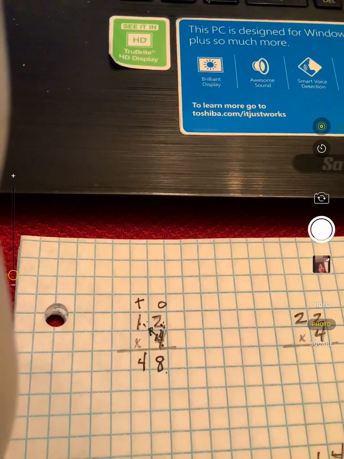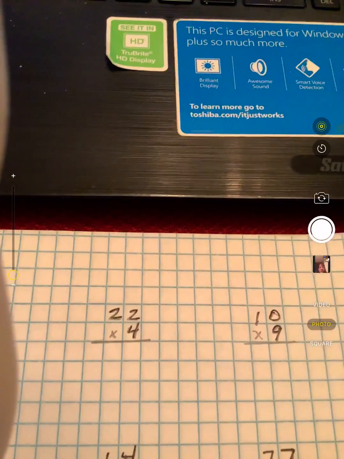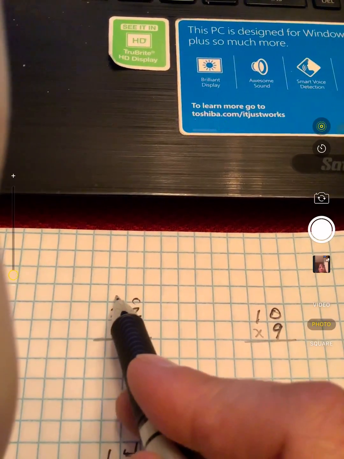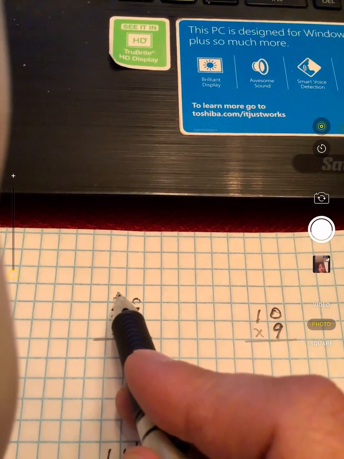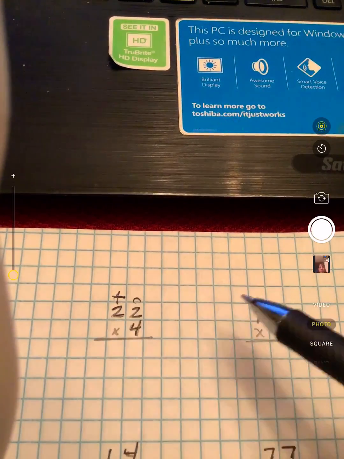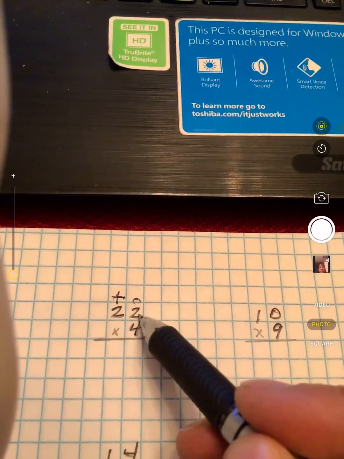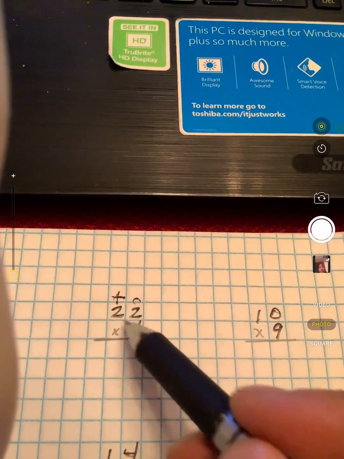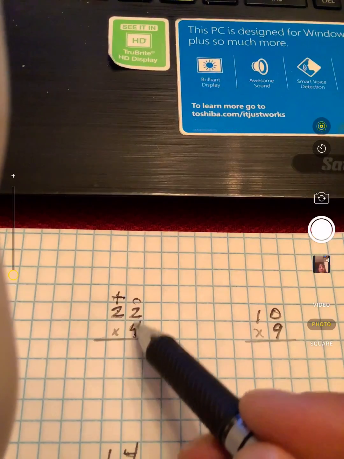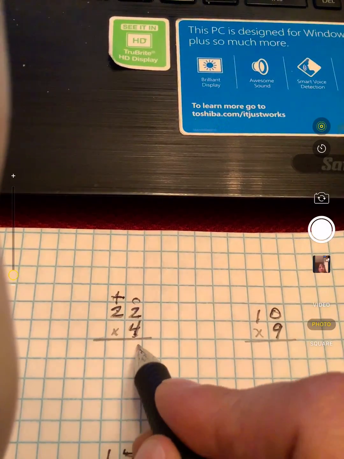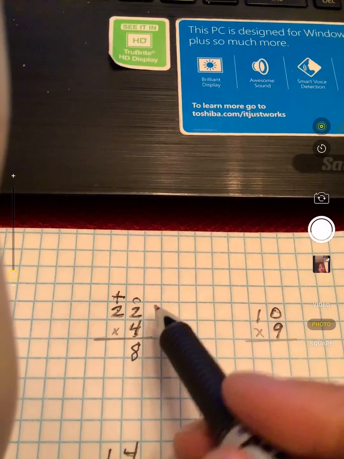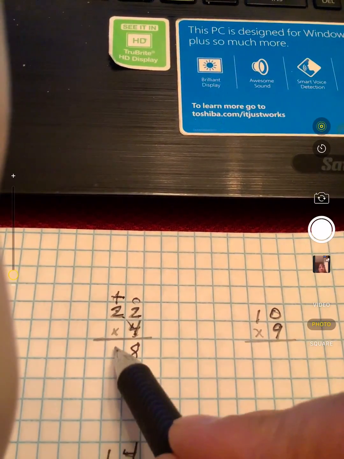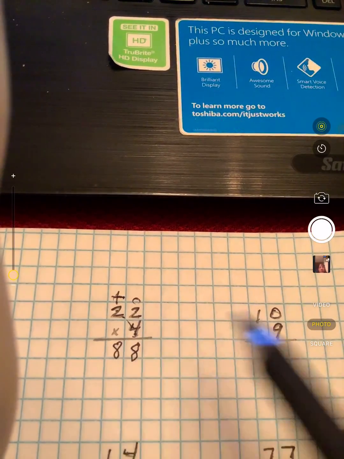Okay? Let's look at our next problem. Again, here's your ones. Here's your tens. Okay? We start with the bottom number. This one we multiply straight up, and then we go to the side. So 4 times 2 is 8. And then we go to the side there. 4 times 2 is 8. Okay?